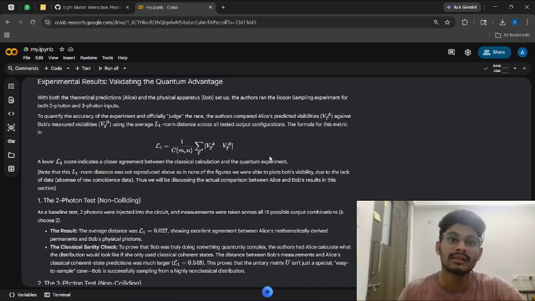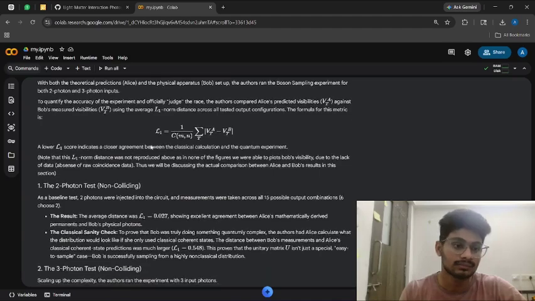Instead, we are faithfully discussing the comparison values that the authors themselves report in the paper and interpreting what those values mean physically. Let me start with the two photon case.